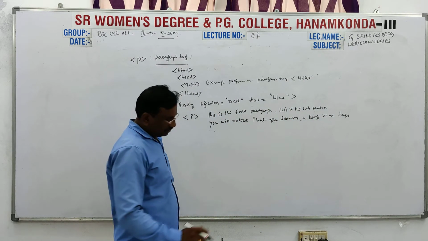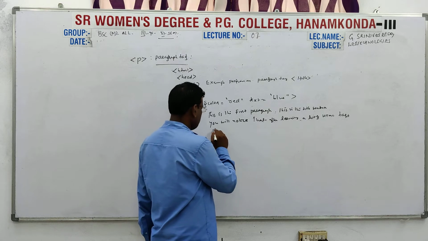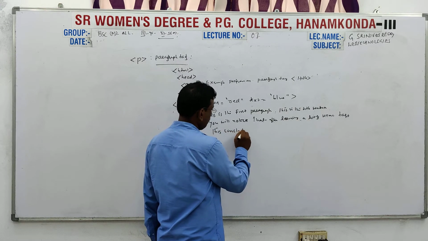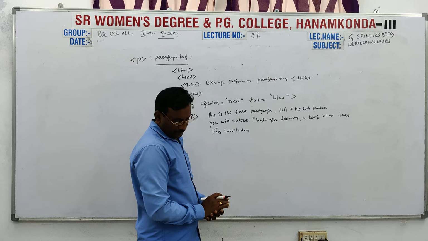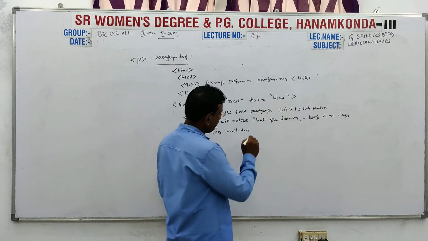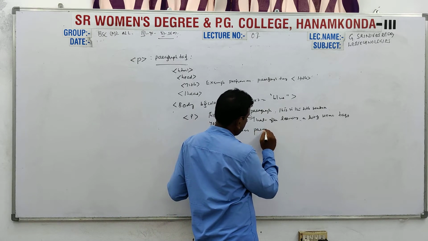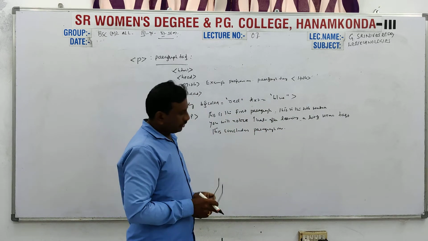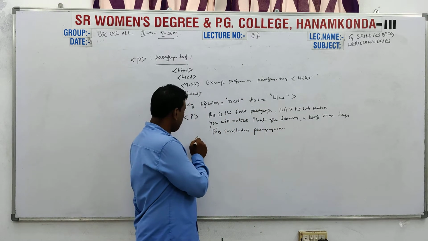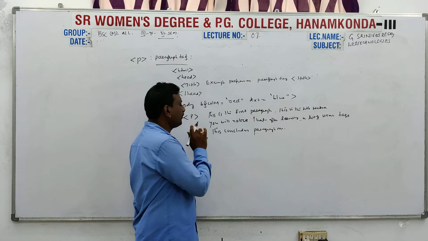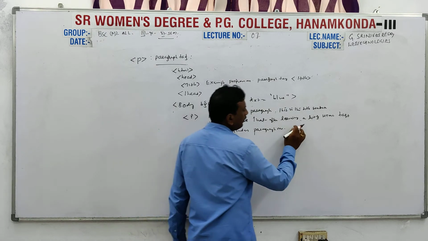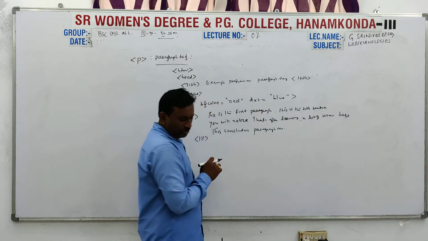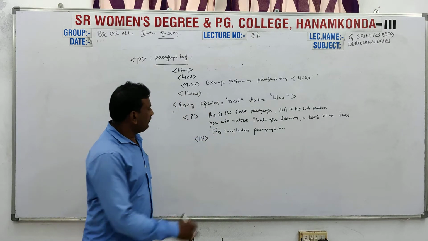This concludes paragraph 1. Next, P close. P begin and P close. Otherwise, you have mentioned P close here. No issue here. Okay. Next, one more P.